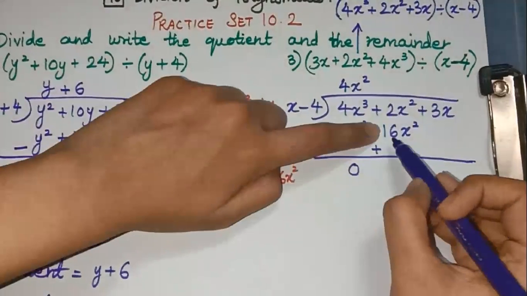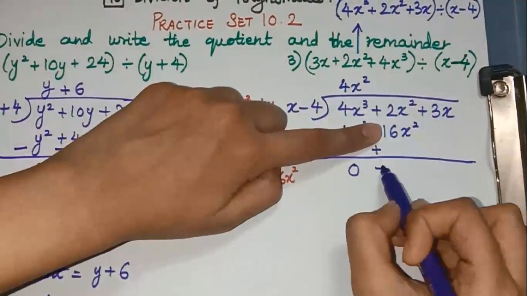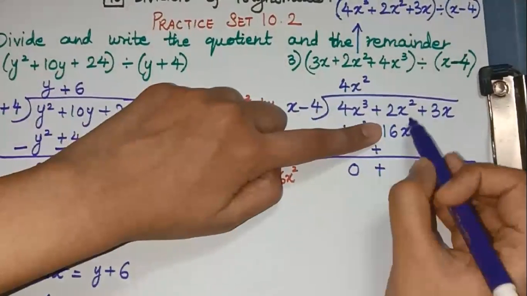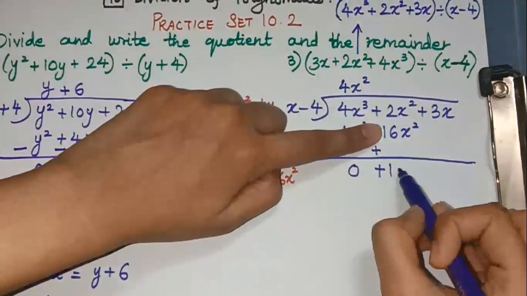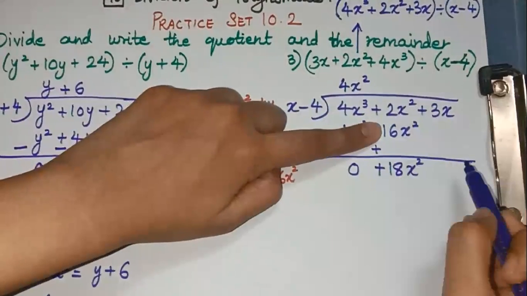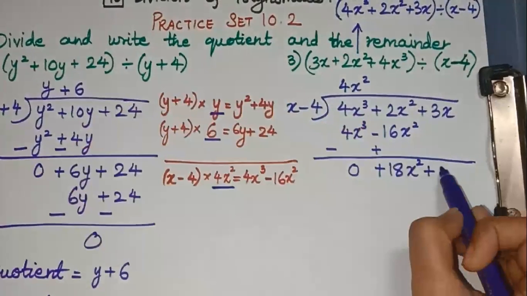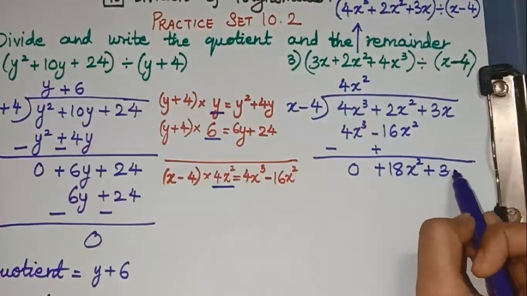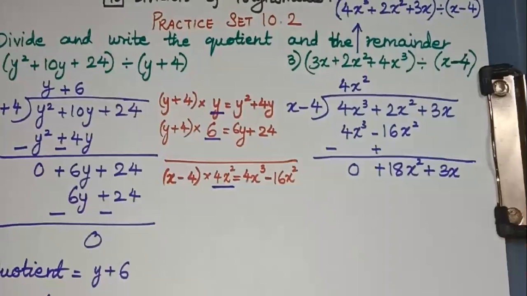I am not going to concentrate on this sign. So plus plus is plus, that means you will add these two terms. So 2 plus 16 will give you 18. X square will be written as it is. Okay, now we will write the next term that we have, that is 3x. Okay, now we need 18x square.